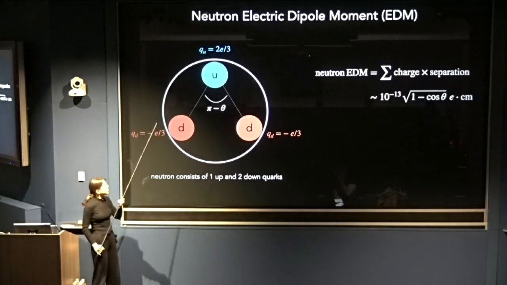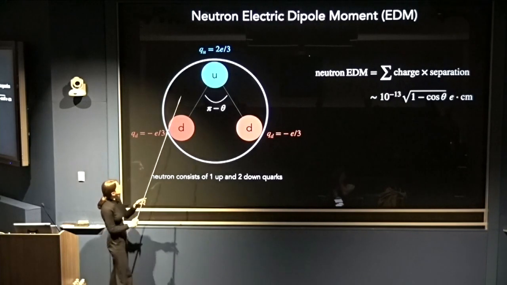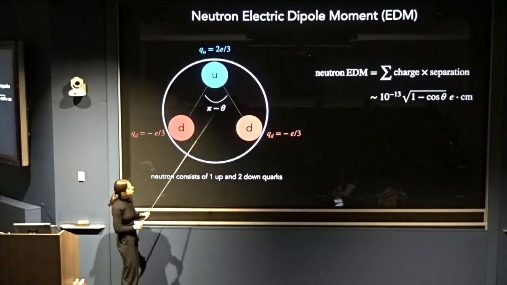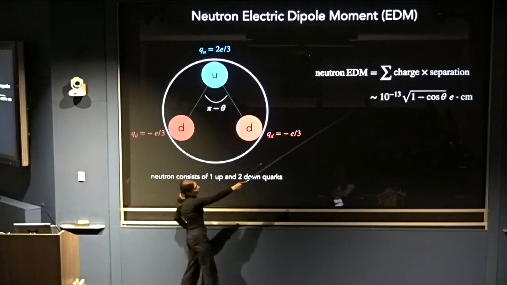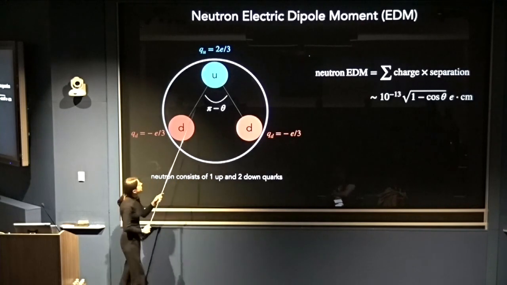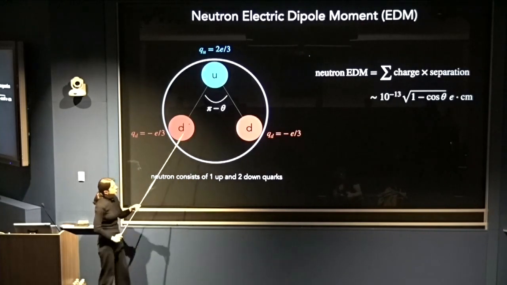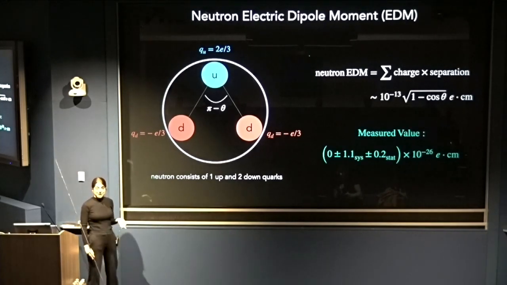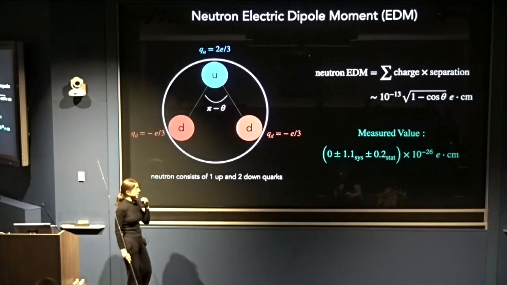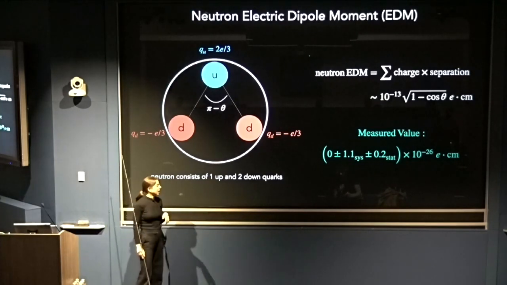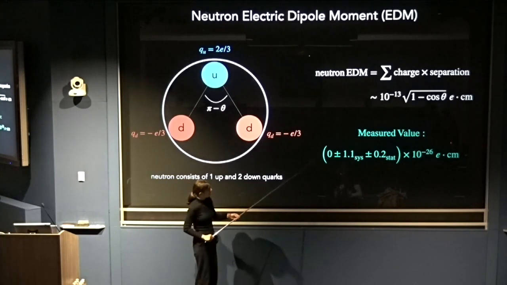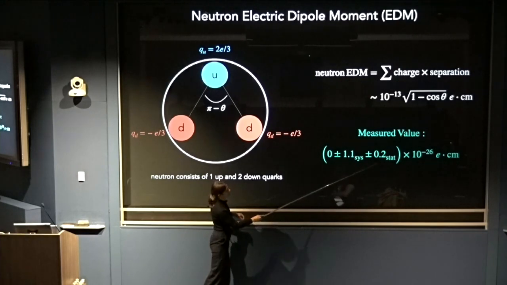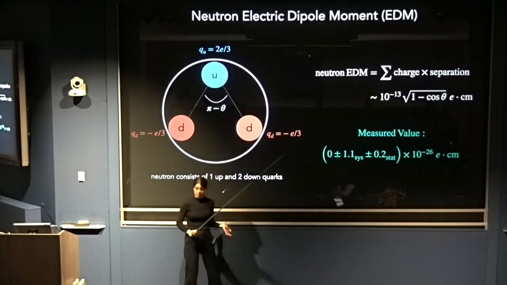And you could do a super simple estimate just off of this simple geometric picture that this electric dipole moment for the neutron should scale as follows, where theta is this separation angle here between the up quark and the two down quarks. Now, let's compare that to the measured value for the neutron EDM, which is effectively 0. There's been a lot of fantastic work in this area. The measurement is 0. There's some small systematic uncertainty in that, another small statistical uncertainty, but effectively it's 0.